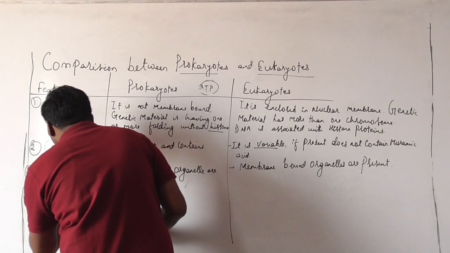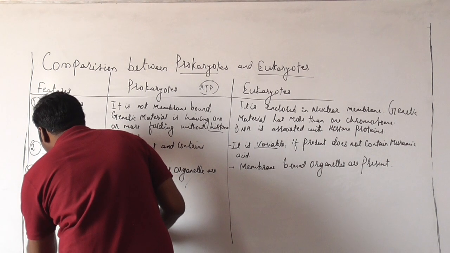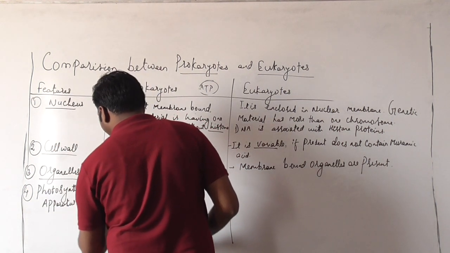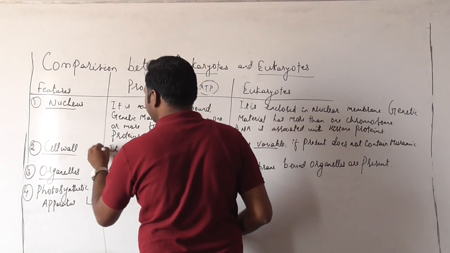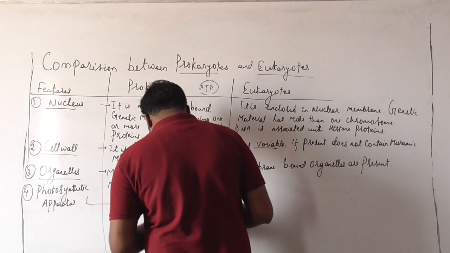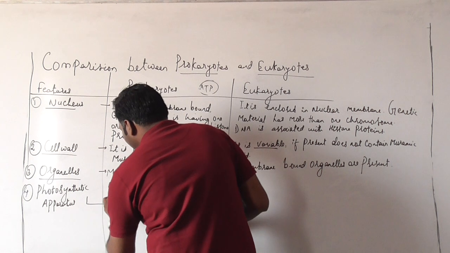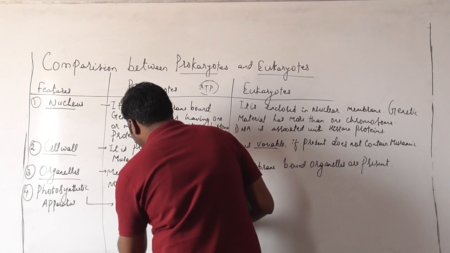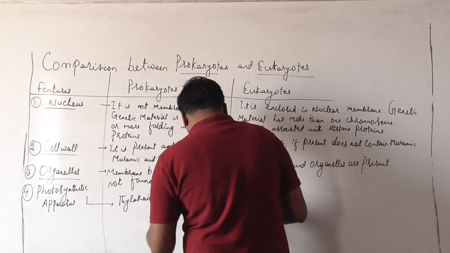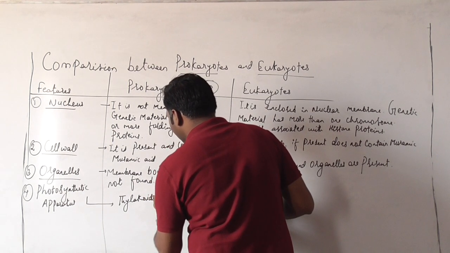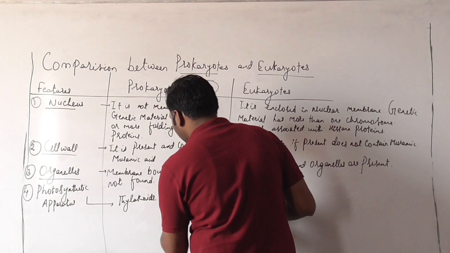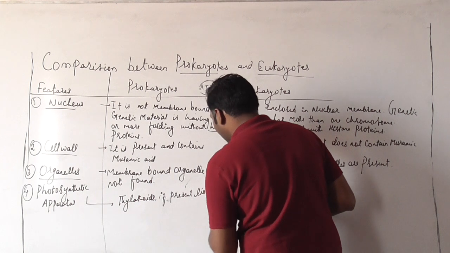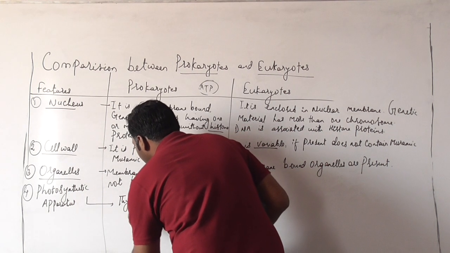Photosynthetic apparatus. I'm writing the point over here. The photosynthetic apparatus which is found in the prokaryote will be thylakoids, if present, lying freely in the cytoplasm.